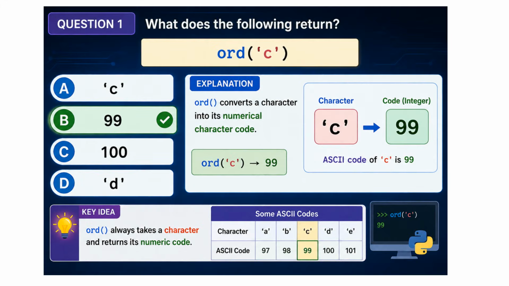Let's begin with question 1. What does ORD C return? Is it C, 99, 100, or D? The correct answer is B, 99.